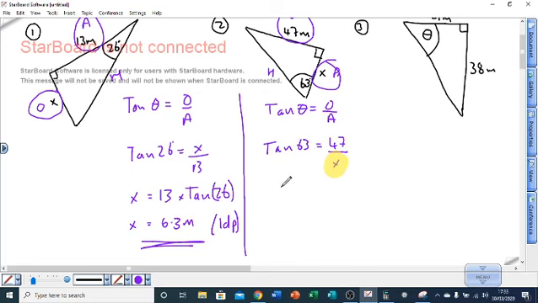This is a long-winded way of doing it, but I'm going to show you a shortcut and just remind you what to do when this happens. Times through by x ends up with x. In fact, I'll do it as a curly x so you can understand. x multiplied by tan 63 is equal to 47. And then you want to undo this to get x on its own. You're going to divide through by this. So x finally is equal to 47 divided by tan 63.